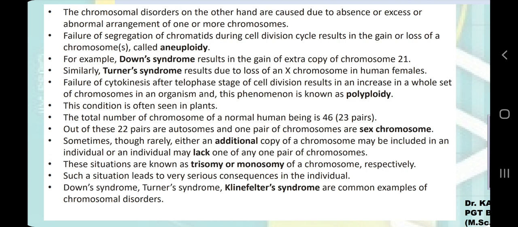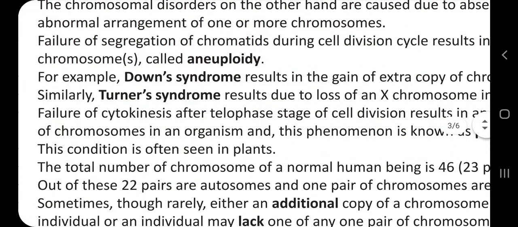There in Mendelian disorders we talked about the addition, deletion or changing in DNA sequences or sequence of nucleotides. Here we are talking about the whole chromosomes. They are deleting, they are adding, or there is some misarrangement. Failure of segregation of chromatids during cell division cycle results in the gain or loss of a chromosome or chromosomes called aneuploidy. See, here we learned one new term, which is aneuploidy.